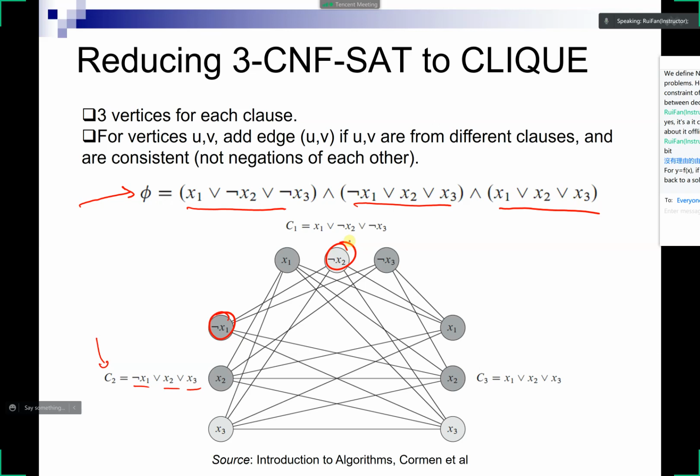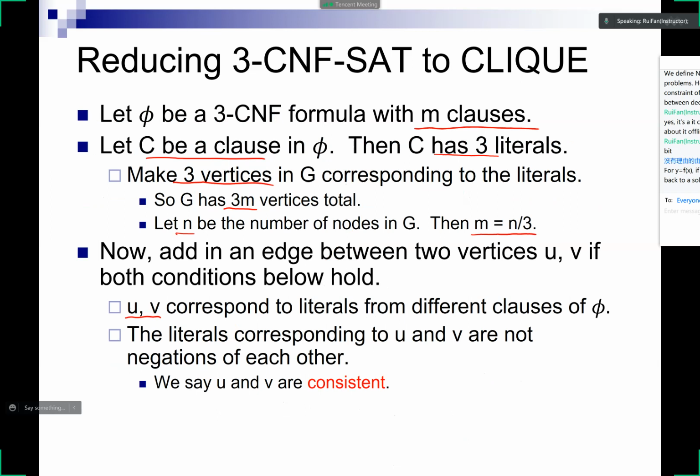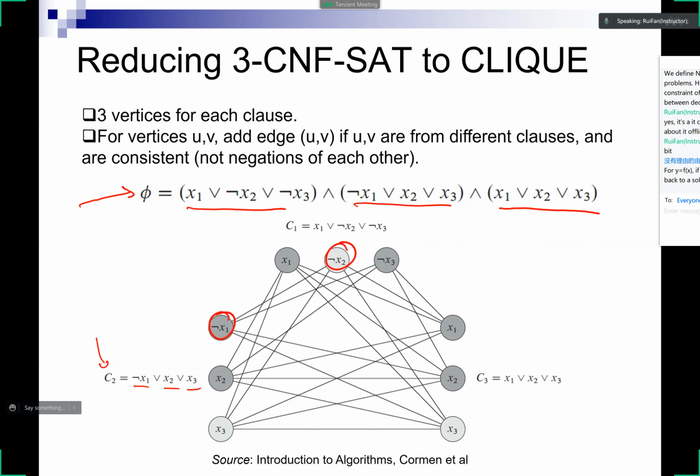between them. So for any nodes which do not violate these two properties, as long as the nodes come from different clauses and they are not negations of each other, then you are going to put an edge between them. As another example, if you take x1 and this x2 here, they come from different clauses and they're not negations of each other, so there's an edge. However, this x2 and this not x2 are from different clauses, but they are negations of each other, so there is no edge between them. So this is how you create all of the edges. Any questions about this?